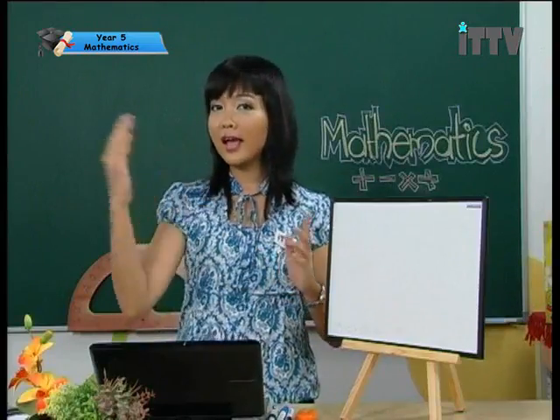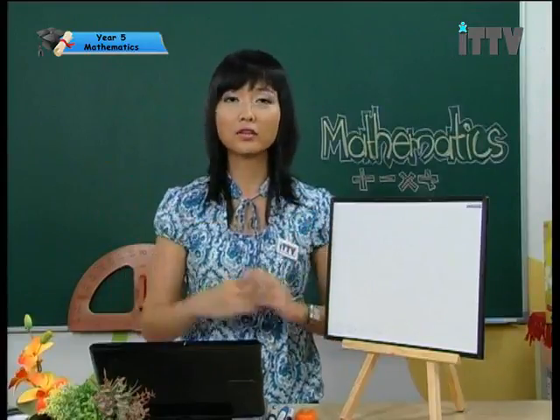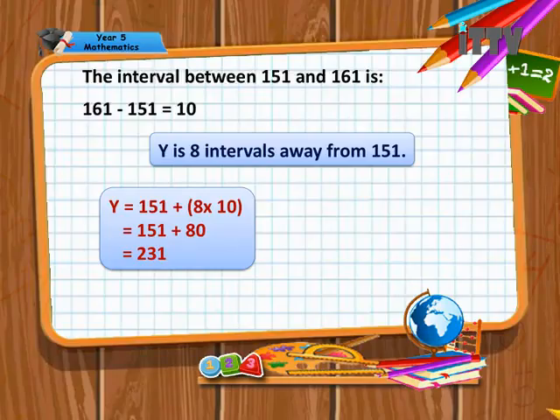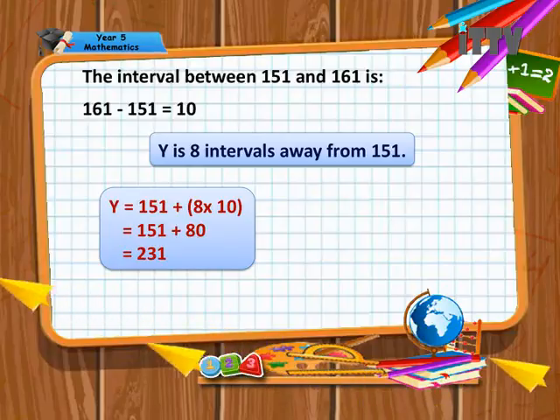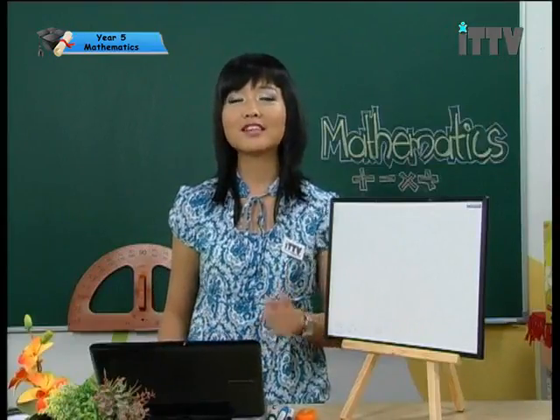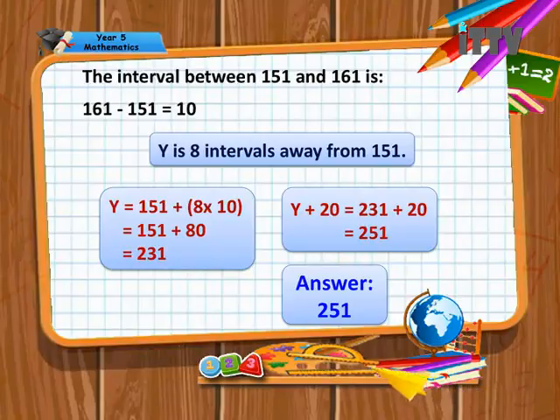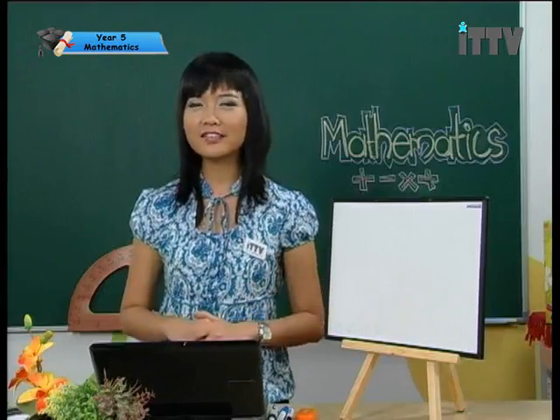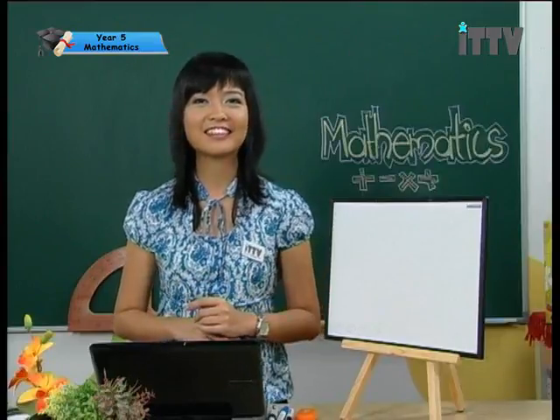Now, y is 8 intervals away from 151. So, y is 151 plus 8 intervals, right? So it's 8 times 10. So that should give you the answer for y as 231. But wait, that's not the answer because the question wants us to find y plus 20. So you take 231 plus 20. That gives you the final answer as 251. So have you gotten all the answers down? Did you get them correct?